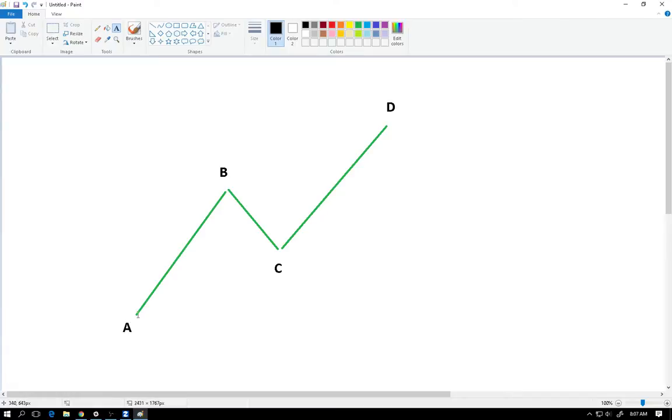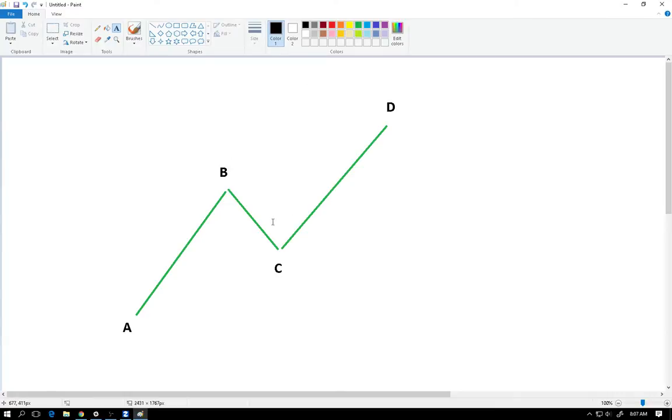Meaning that we're determining this move minus this move down tells us about what this move up may or may not be. This doesn't work 100% of the time. Nothing in Forex works 100% of the time, or all of us would be rich. But this is what we're looking for.